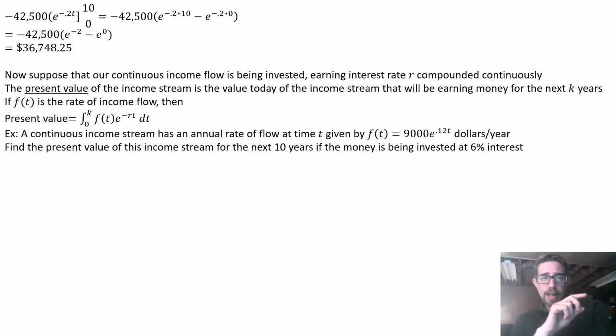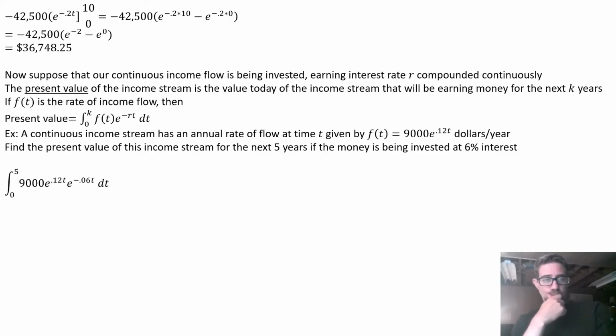We want to find the present value of this income stream for the next 10 years if we're investing money at 6% interest. So let's think about our integral before we set it up. It's going to be the integral from 0 to 10 of f of t, which is 9,000 times e to the 0.12t, and then times e to the -RT. So it's going to be e to the, now remember, it's not going to be 6, you never do math with a percent. It's going to be e to the -0.06t. There it is.